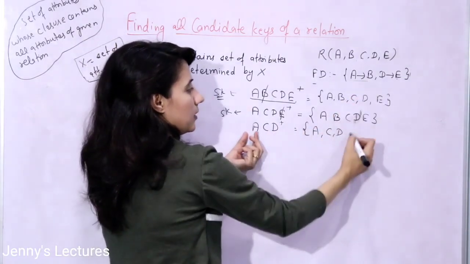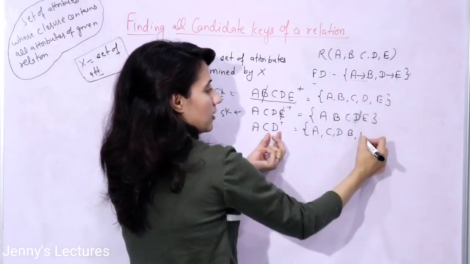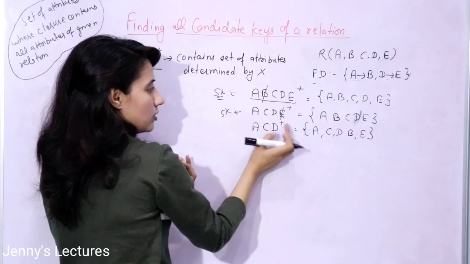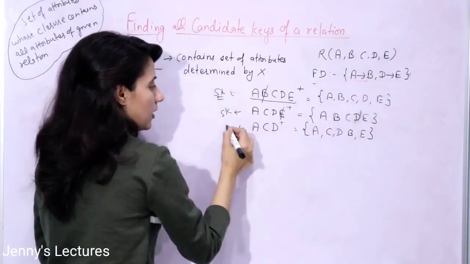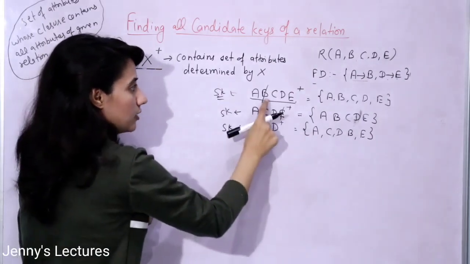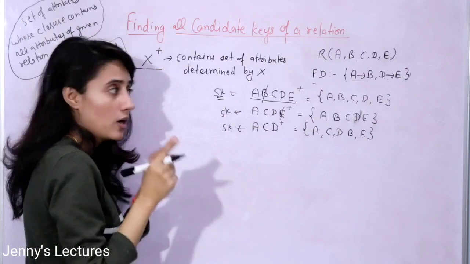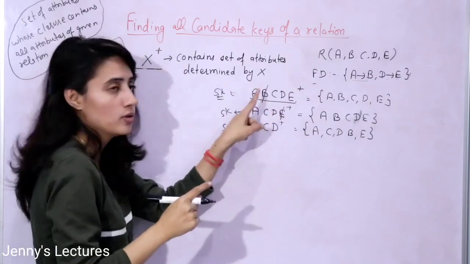Using A I can determine B, so definitely B. Using D I can determine E, so definitely E. And the ACD closure still has all the attributes, so you can say that this is still a super key, right? You have discarded E as well as B. See, this is a very important step. You need to take care of how you can discard any attribute from a super key.